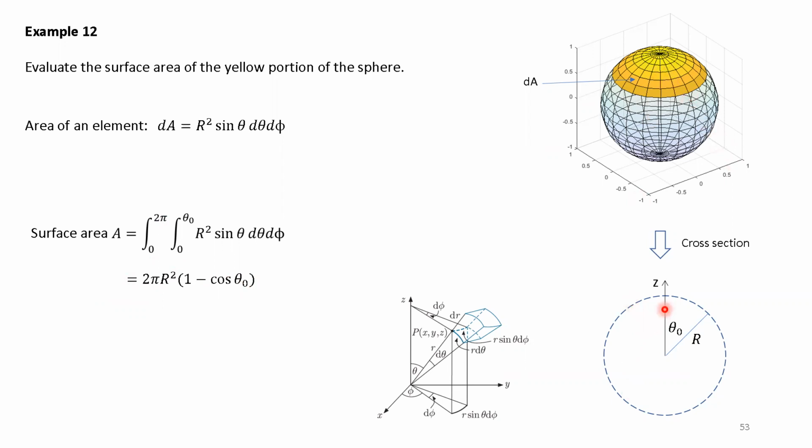And for the special case that we are familiar with, if you set theta naught to be pi, that means you are considering the surface area of the entire sphere, right? Then 1 minus cosine theta naught is 2, so you have your 4 pi r squared.